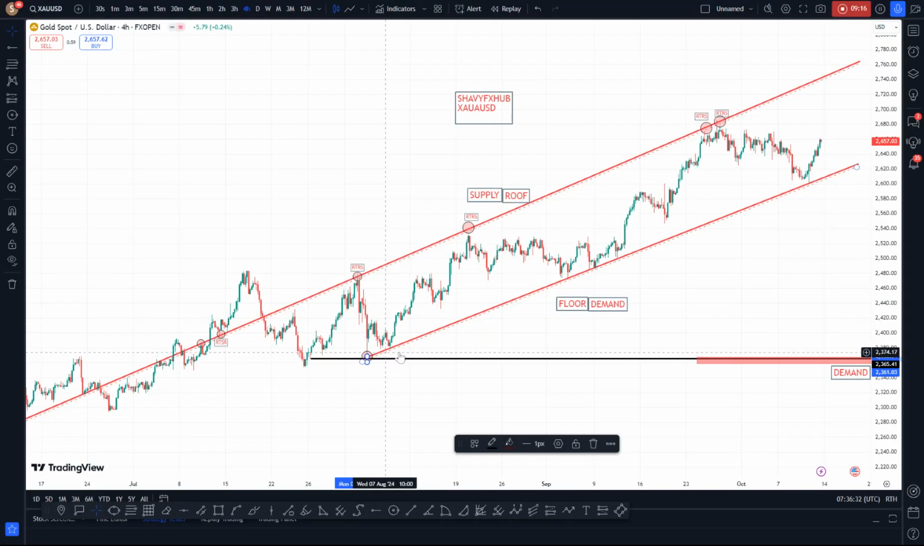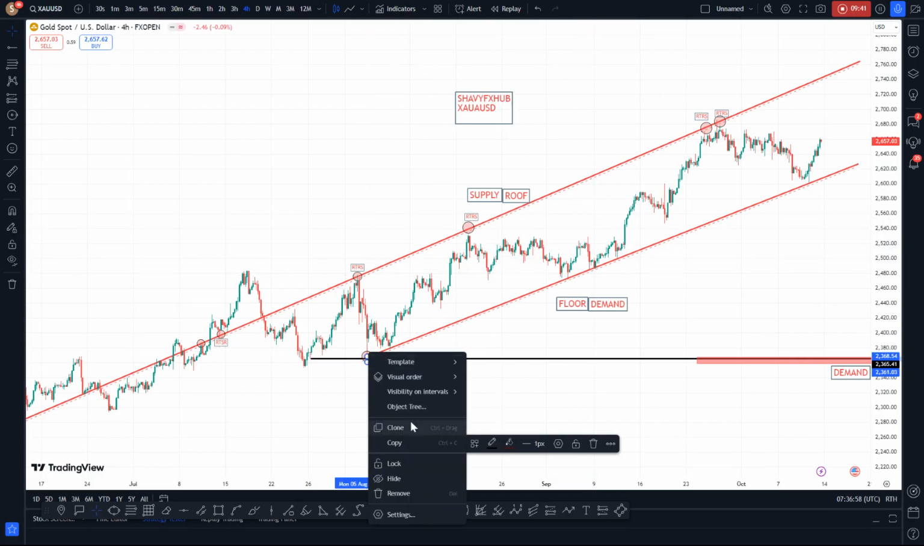So this structure came back on a double bottom. A double bottom, a bearish price action. We have the neckline broken, price retested and left to approach the supply roof, and price returned to the demand floor. On the demand floor, we made series of touches on the demand floor.